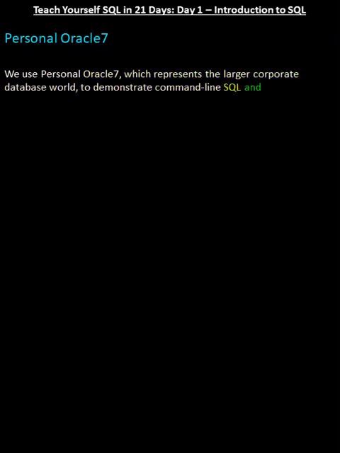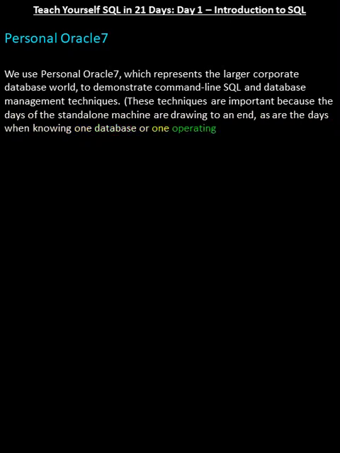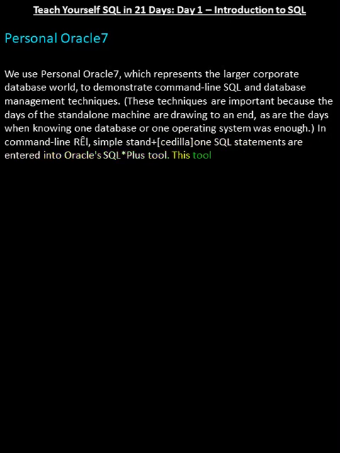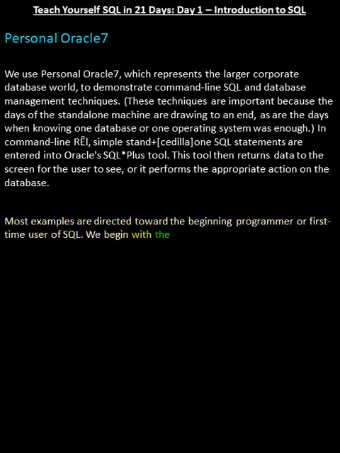Personal Oracle 7. We use Personal Oracle 7, which represents the larger corporate database world, to demonstrate command-line SQL and database management techniques. These techniques are important because the days of the standalone machine are drawing to an end, as are the days when knowing one database or one operating system was enough. In command-line mode, simple SQL statements are entered into Oracle's SQL*Plus tool. This tool then returns data to the screen for the user to see, or it performs the appropriate action on the database. Most examples are directed toward the beginning programmer or first-time user of SQL.